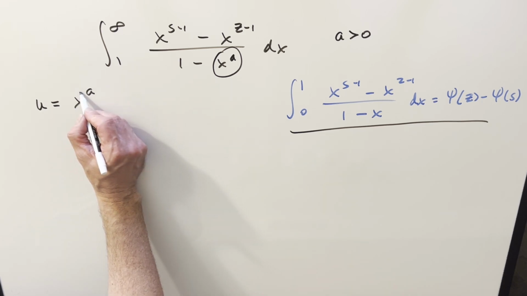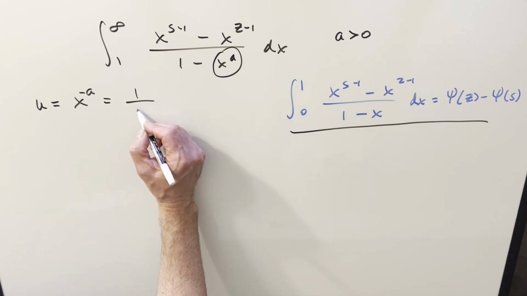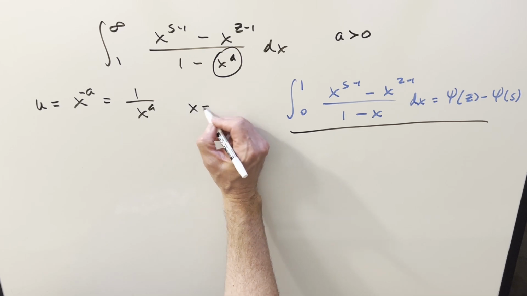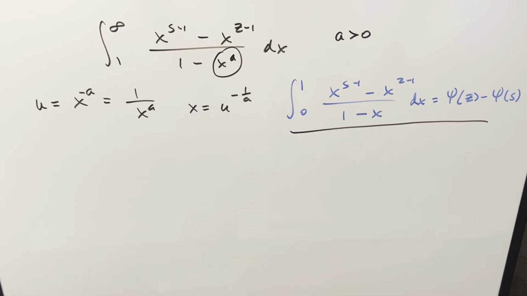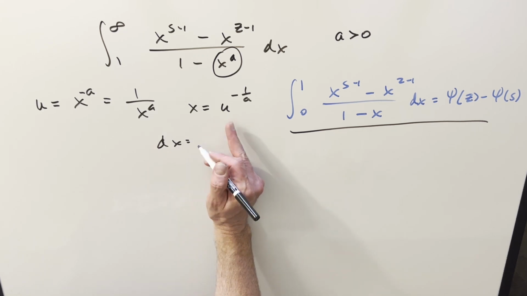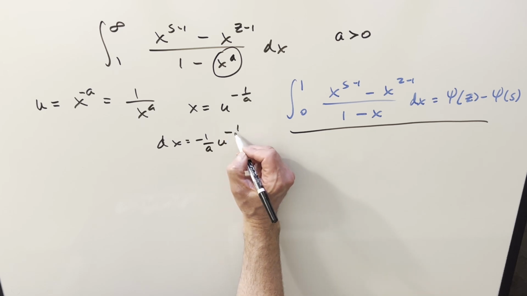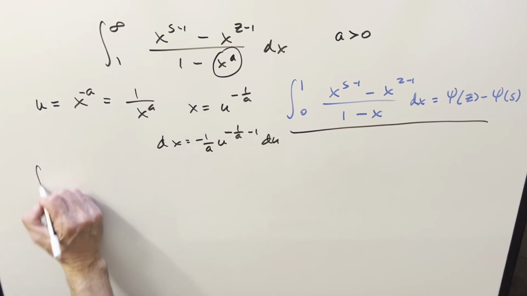Now, just a little bit different, I want to do u equals x to the minus a, which is the same, of course, as 1 over x to the a. If I solve this for x, we have x equals u to the minus 1 over a. Then let's get our dx value, take a derivative. So dx with power rule is going to be minus 1 over a, u to the minus 1 over a minus 1, du. I'll go ahead and substitute now.